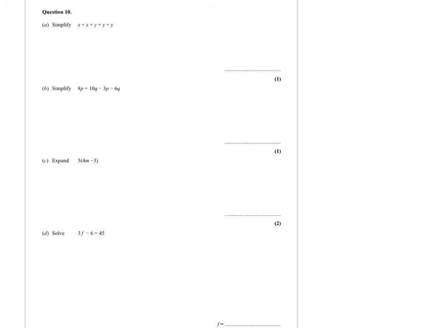Question 10, we're asked to simplify this first expression. We have 2 x's and 3 y's, so that's just going to be 2x plus 3y. Then we have part B, simplify 8p plus 10q minus 3p minus 6q.